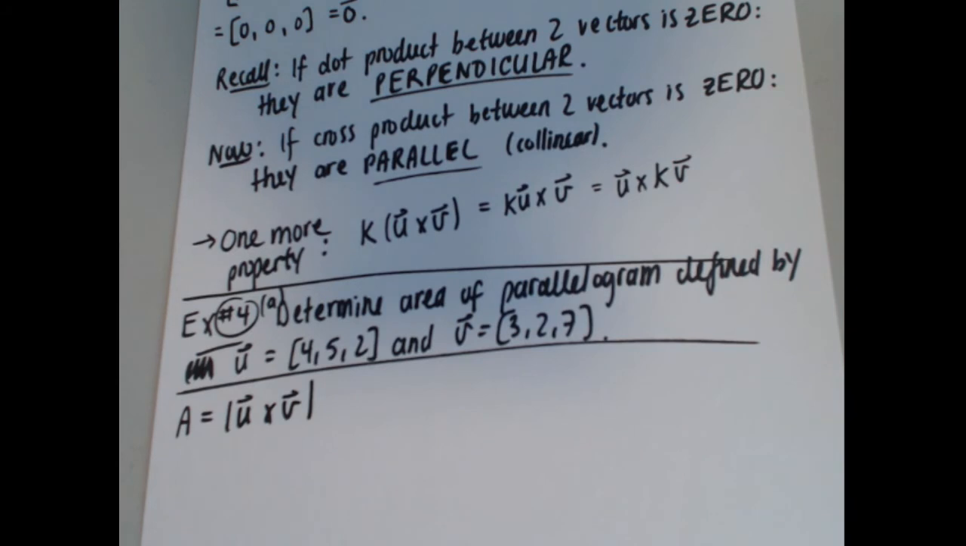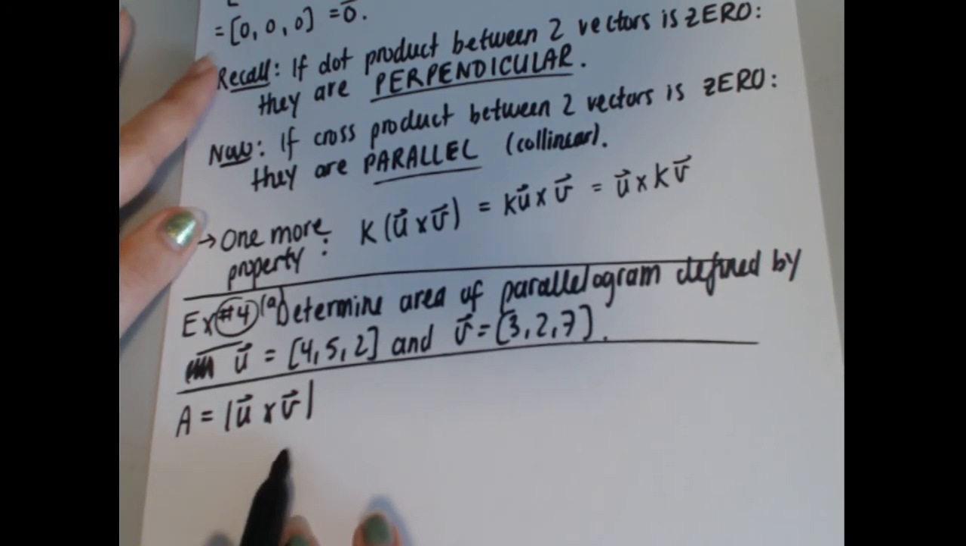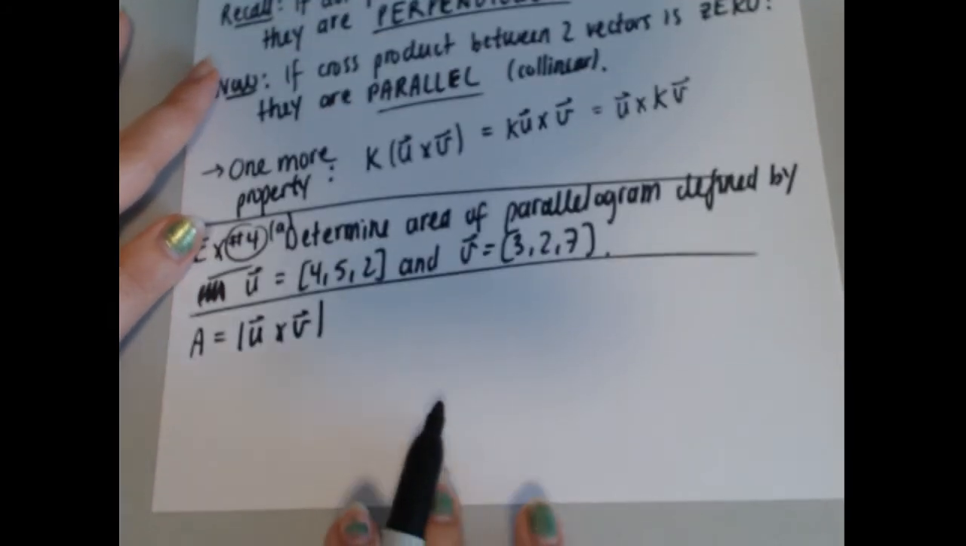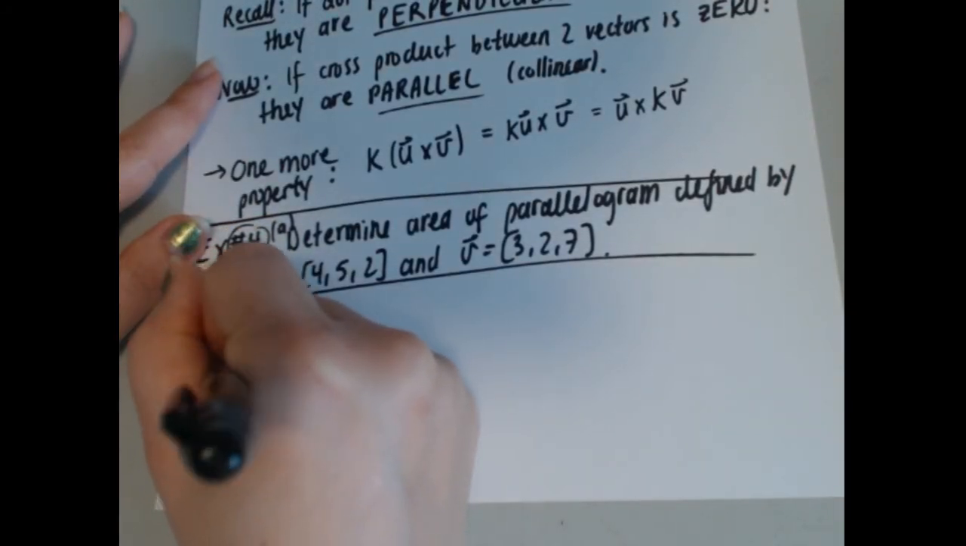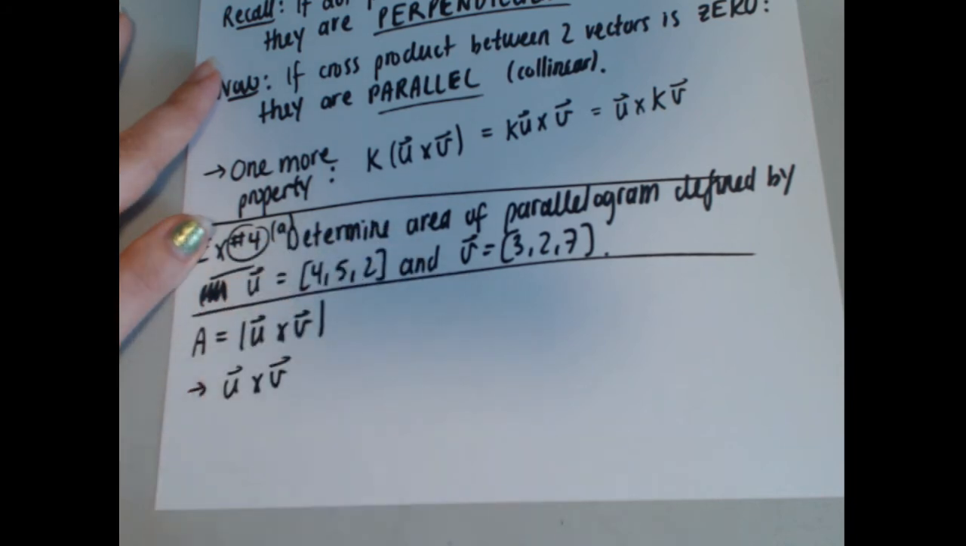A is equal to the magnitude of u cross v, and this A is the area of a parallelogram. So the area of a parallelogram is given by the magnitude of the cross product of the vectors which define two sides of the parallelogram. And of course, those two sides have to be non-parallel. Okay, so in order to find the magnitude of the cross product between two vectors, first we need the actual cross product. We can figure out the magnitude afterwards. So we need u cross v.